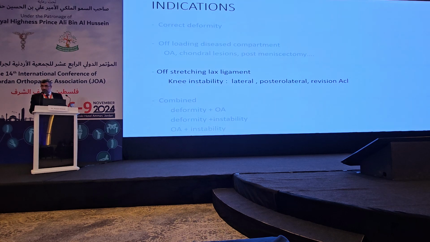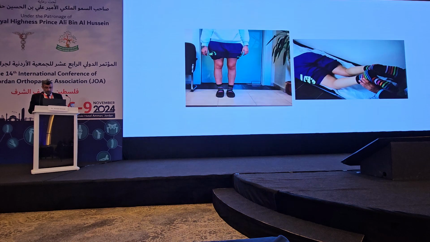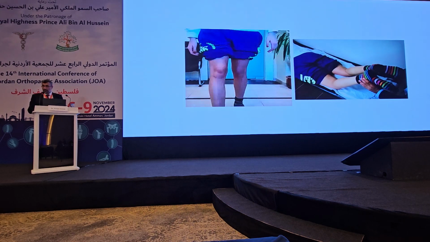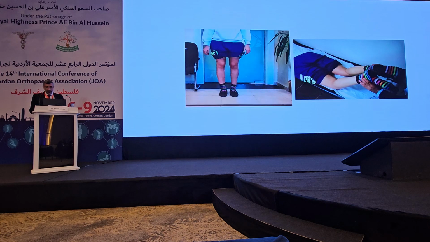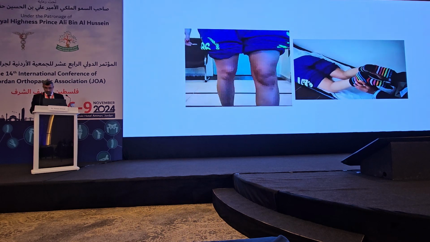Other indications are stretching a diseased ligament, or stopping stretching of that ligament. And this is important in the posterolateral corner. This is a case, this is a basketball player. She has no trauma. She had progressive pain posterolateral at the knee. And when she came to our clinic, look at the gait, she has varus hyperextension thrust. And the Dial test was grade 2, so I don't think she will benefit from ligament reconstruction.